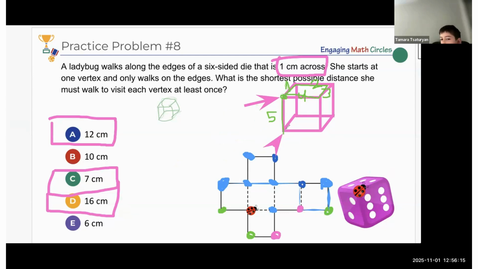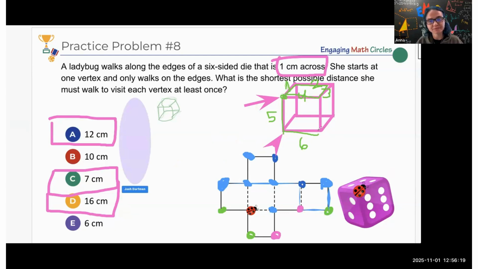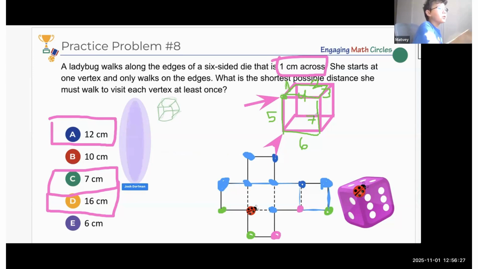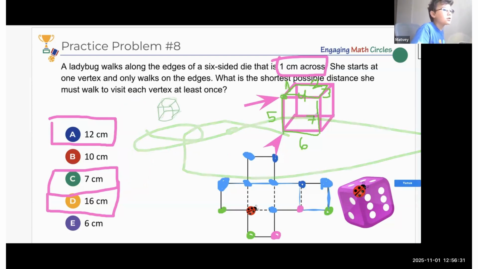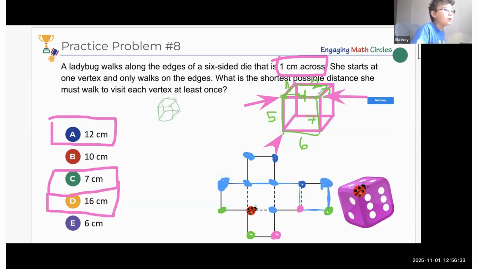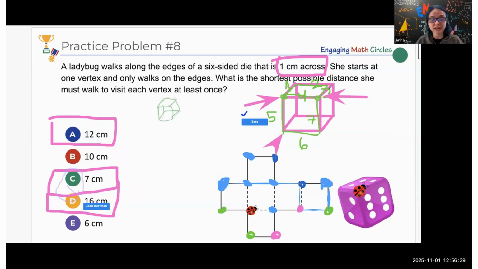Okay. Then what? Then to the right. 6. Then what? Then up. 7. Okay. Wait, didn't we already go to this vertex right here? Yes, we did. So that's kind of useless. We'll have to repeat, and that way we'll probably use more steps.